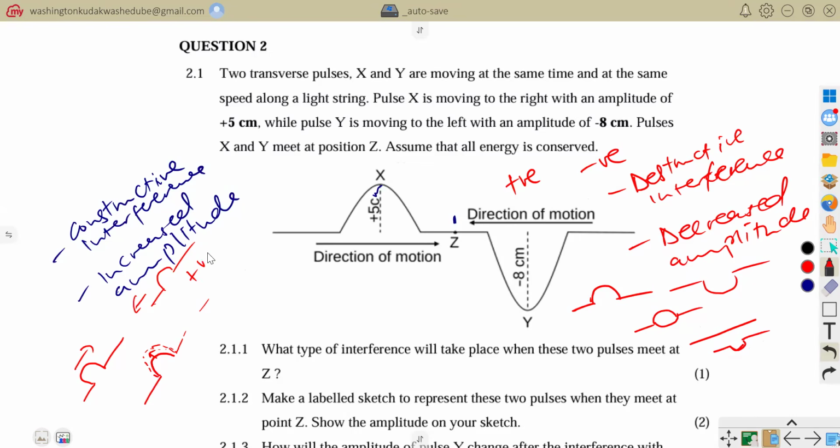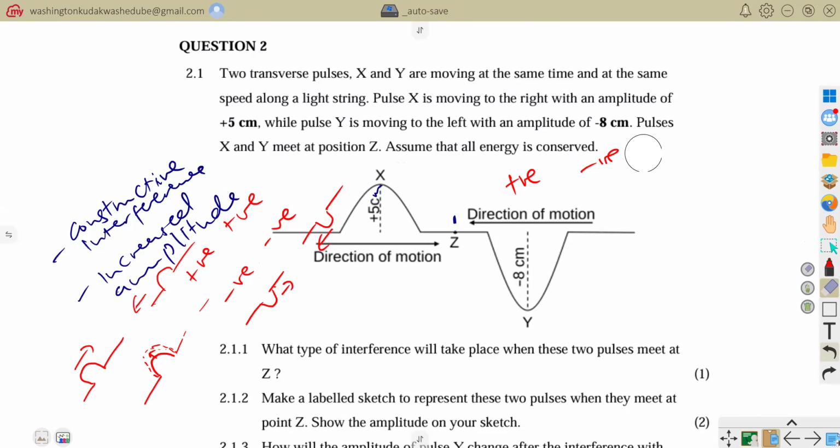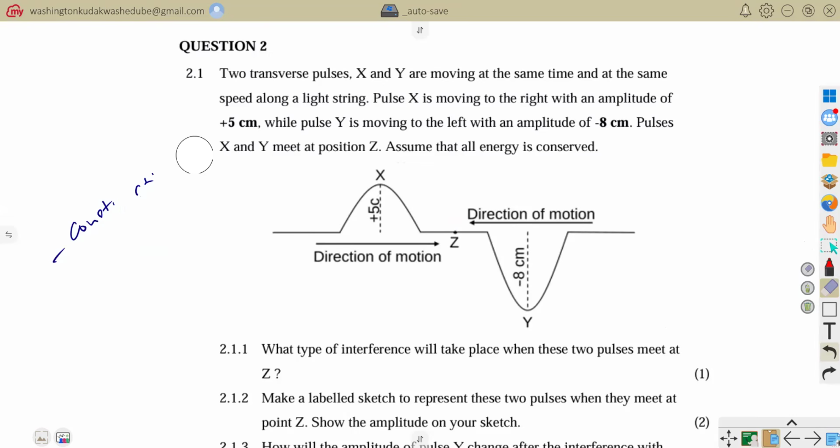But whenever we have a positive and a positive, or a negative and a negative, where both are on the same side, these two can be summed and they have a bigger negative, which represents a larger amplitude. That is how we can remember destructive and constructive interference. Now from the given information, let's hear what the questions are saying.